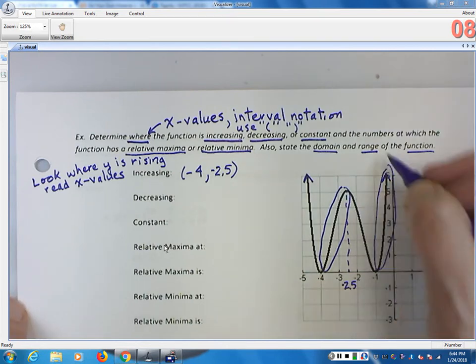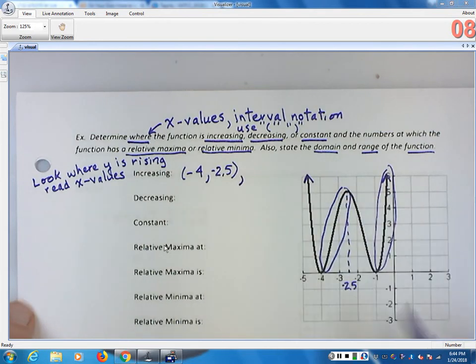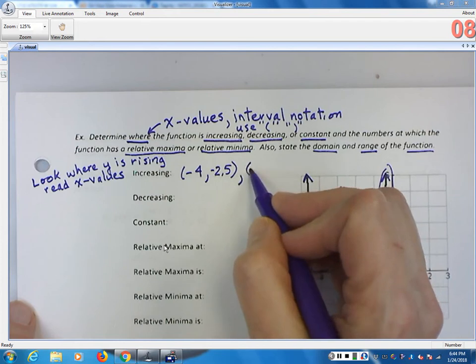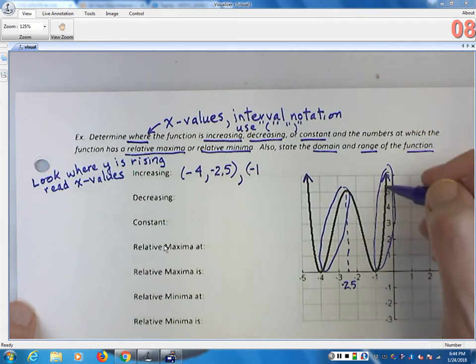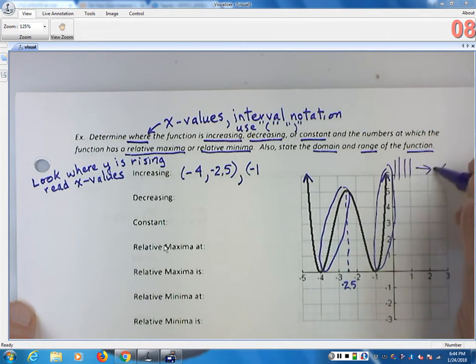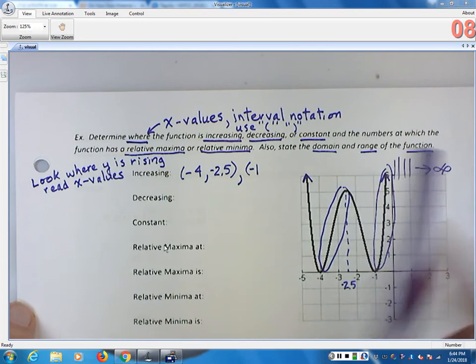Next one. It's increasing here also, so you can put a comma or a union. It's okay. -1. So it's increasing when x is -1, and this is going up at an angle. So when x is going to infinity here, it's increasing to infinity.